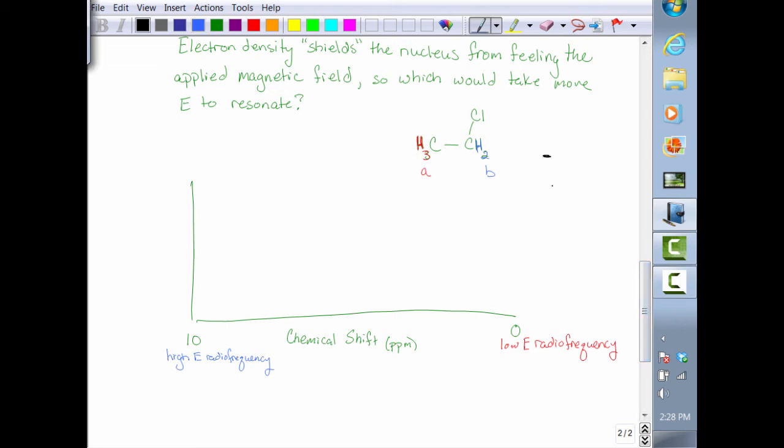Okay, so I'm going to put 0 magnetic field here. This is applied field. And if we start at no energy difference and we go up and down, these are the parallel and anti-parallel spins. Let's say that this is the applied field that A feels. Does B feel more or less of a magnetic field than A?